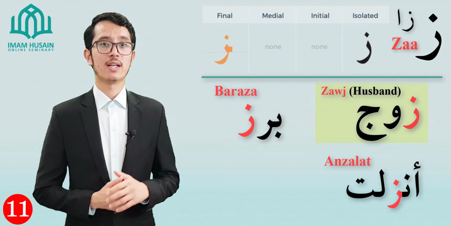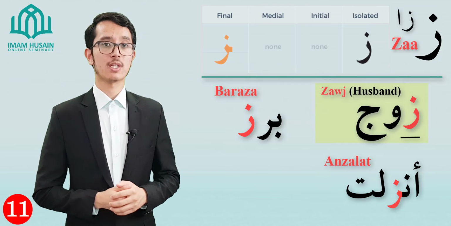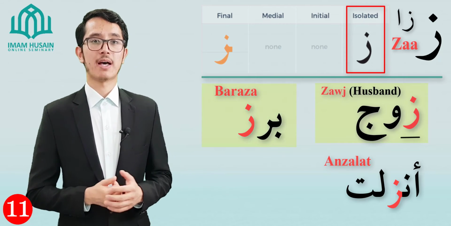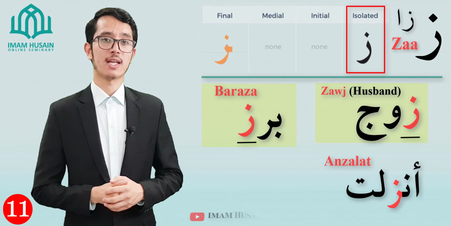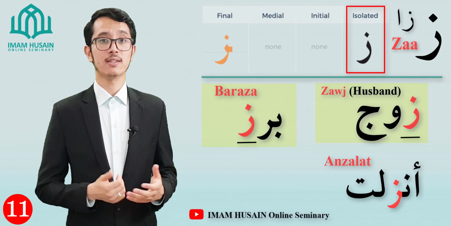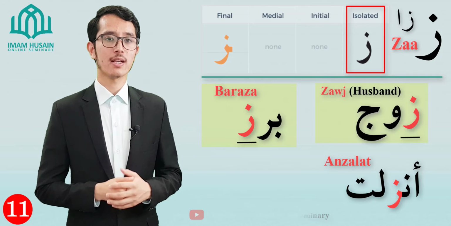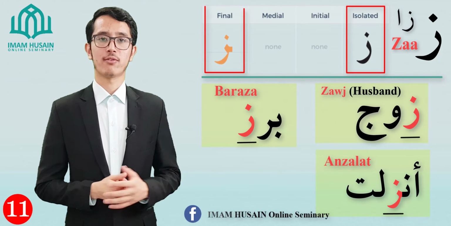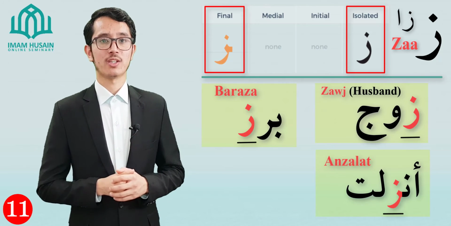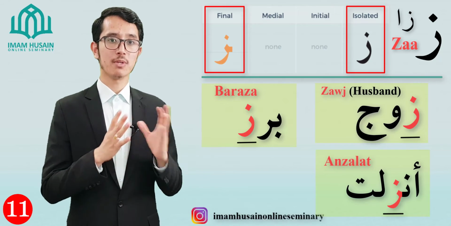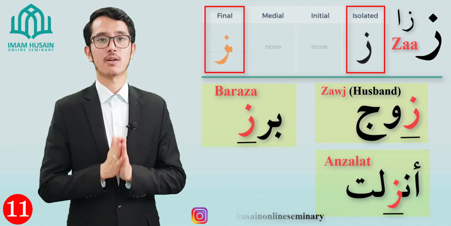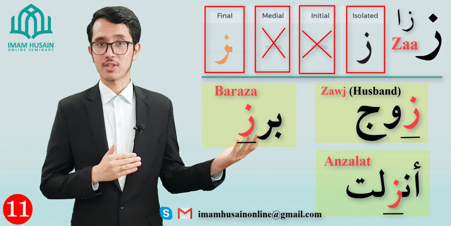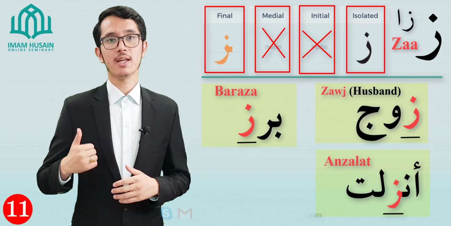In the first word, Zawj, the letter Za is written in isolated form. That's great. In the next word, Baraza, the letter Za is written in isolated form again, the same as the first word. And in the last word, Anzalat, the letter Za is written in final form. You might again ask why we don't have the initial form or the middle form of the letter Za. The same as the letter Ra, the letter Za doesn't get connected from the left side. It only gets connected from the right side.